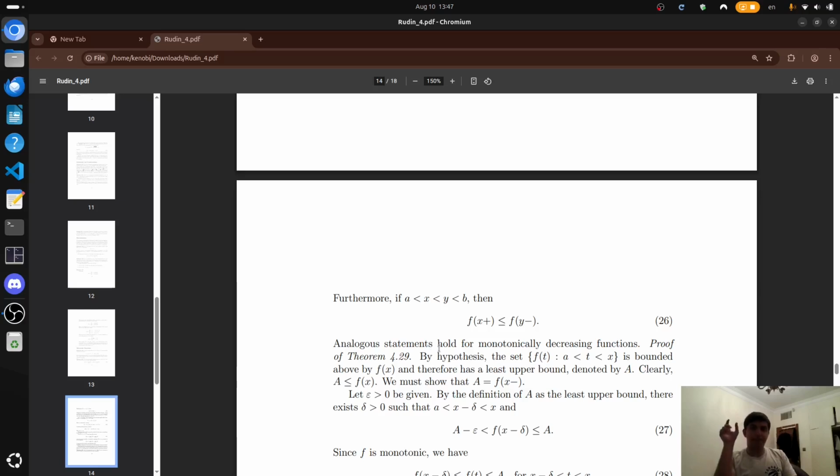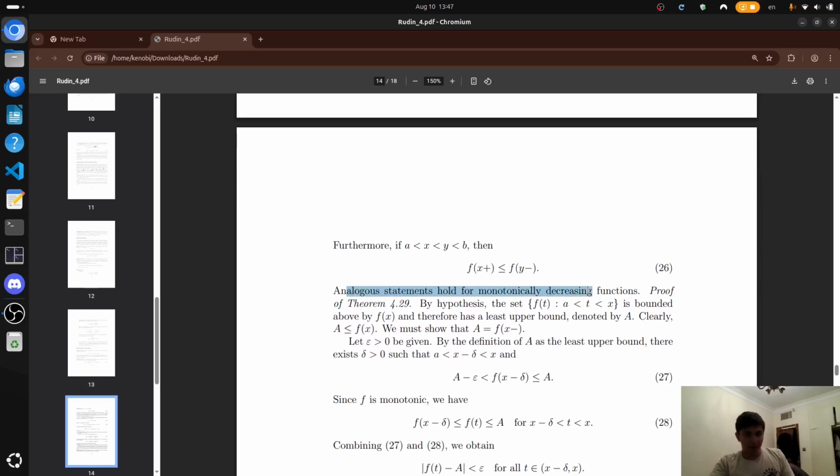If you take f(x+), that is going to be the infimum of all those f values. And we know that f(x) is already less than f(y). And if we're taking the infimum, it might even be less than that. And for f(y-) we're taking the supremum, and we know it's already bigger than f(x), and it might be even greater than that. So, of course, when you think about it rationally, I'm not talking about a rigorous proof, f(x+) is less than or equal to f(y-). Analogous statements hold for monotonically decreasing functions.